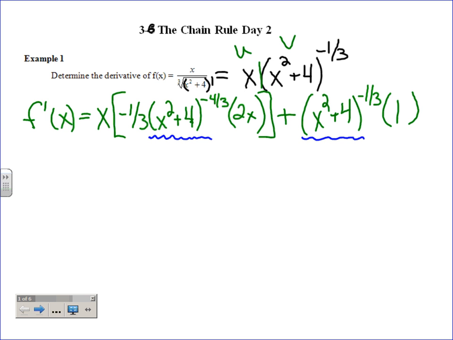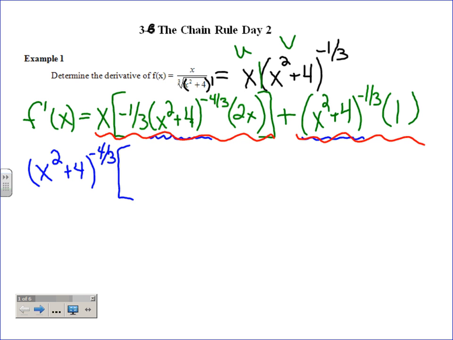This one, the first one, the one on the left, is negative 4/3 power, and the one on the right is negative 1/3 power. Which is the smaller of the two? Which is the one I can actually factor out? Negative 4/3. And I'm going to factor it out of both terms. Again, keep in mind that there really are two terms here. Here's one term. There's a second term, correct?